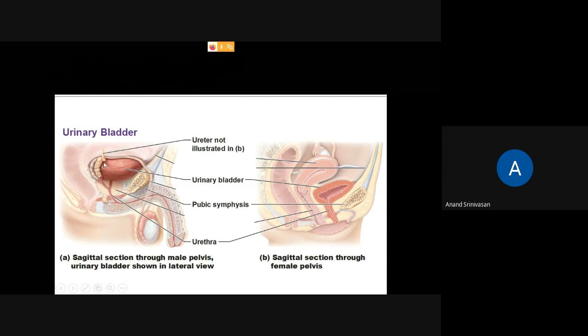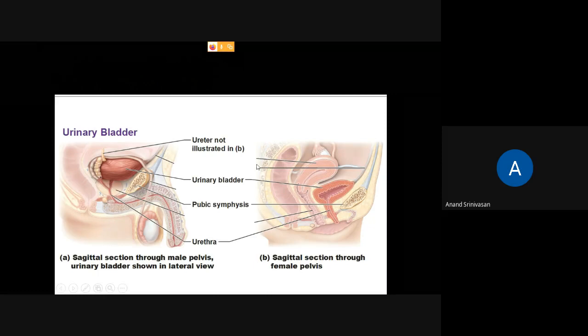Now, if you see this urinary bladder, anterior to the urinary bladder there is nothing, just the pubic bone and anterior abdominal wall. And posterior to the urinary bladder, there is the rectum. Rectum is the place where the stool is stored, right? So in males, the urinary bladder is located between the pubic symphysis and the rectum.